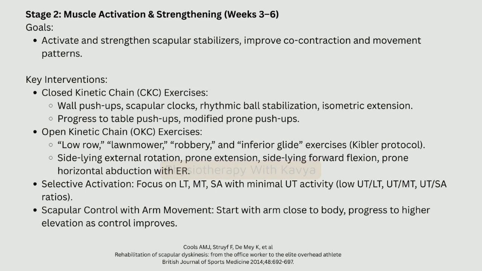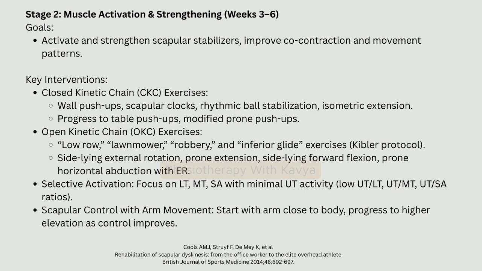Next, we have open kinetic chain exercises: low row, lawnmower, robbery, and inferior glide exercises, which are also called Kibler protocol. So sideline external rotation, prone extension, sideline forward flexion, prone horizontal abduction with external rotation can be done. There is also selective activation. So focus on lower trapezius, middle trapezius, serratus anterior with minimal upper trapezius activity.